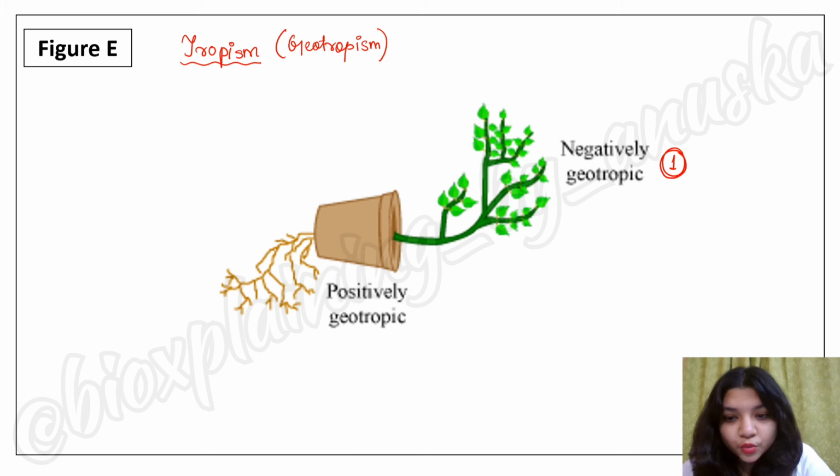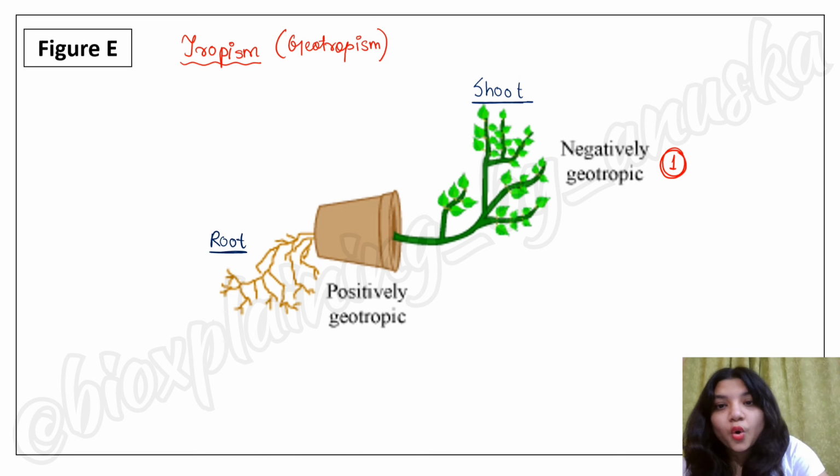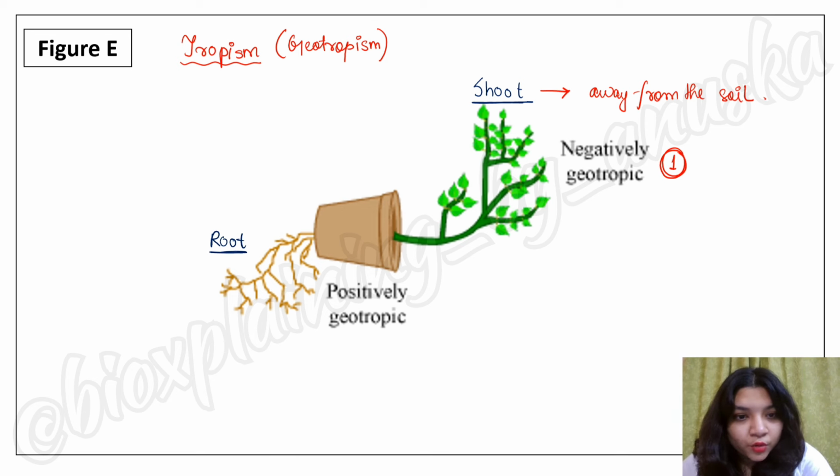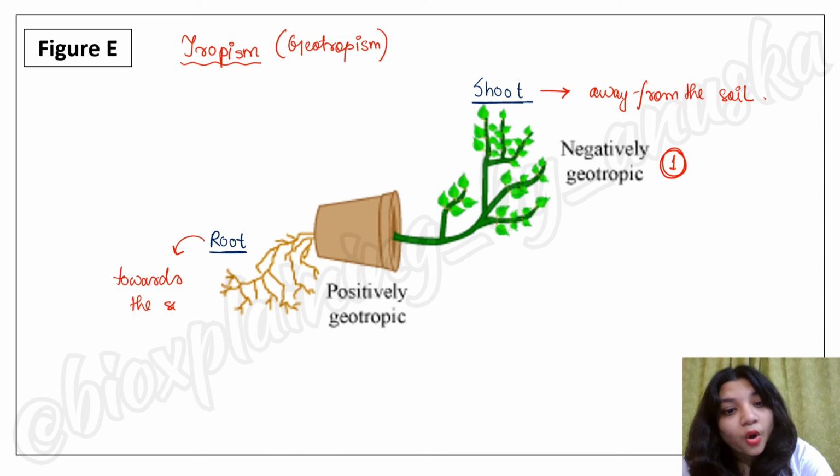Say this is the shoot part of the plant, right? This is the shoot. That is the stem region. And this one is the root. So what does the shoot do? The shoot always tries to go away from the soil. So that is negatively geotropic. And what does your root do? Your root wants to go towards the soil. Theek hai? Towards the soil.